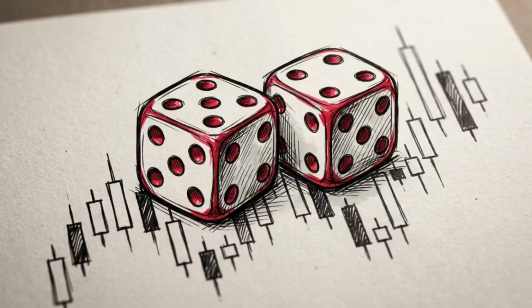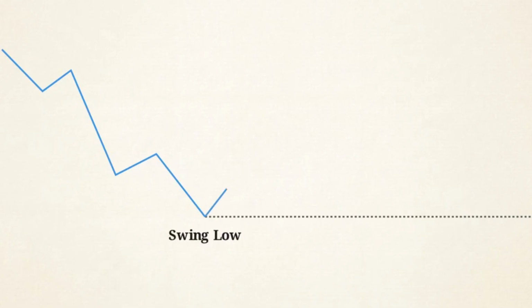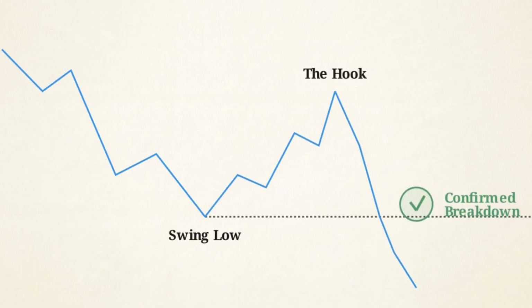Entering a trade solely because the price touches a diagonal line is a gamble. To find high probability setups, you have to verify that the market's momentum has actually shifted in your favor before you put your money on the line.